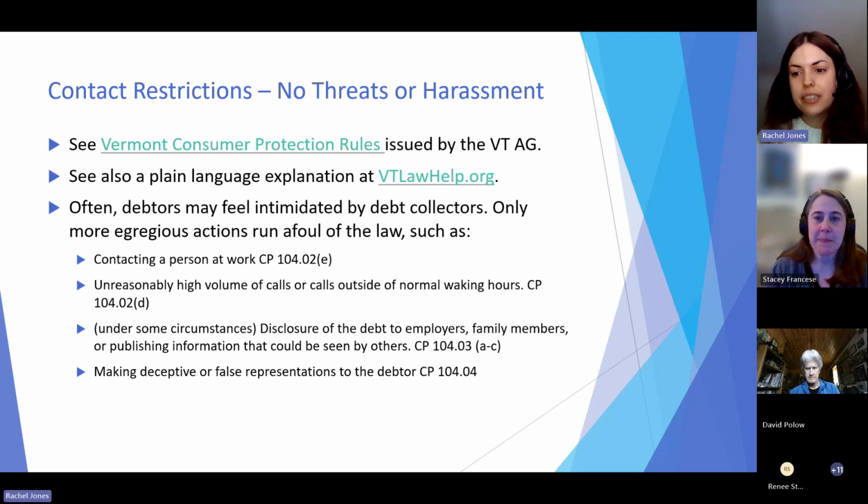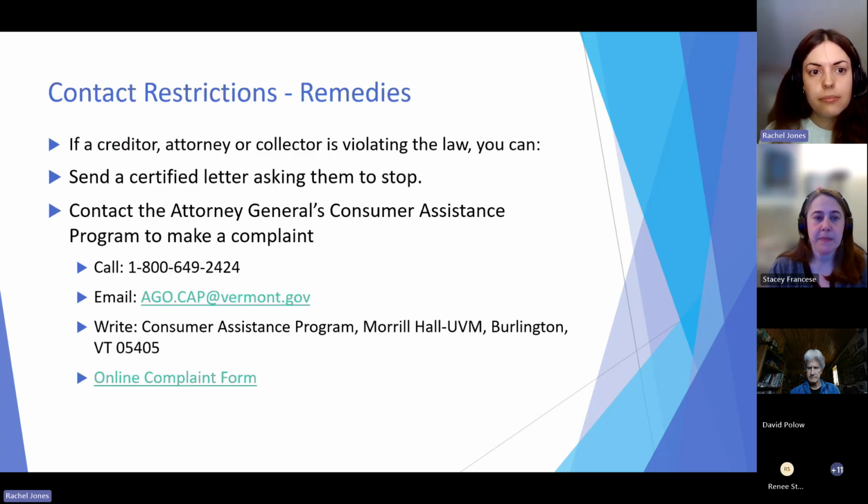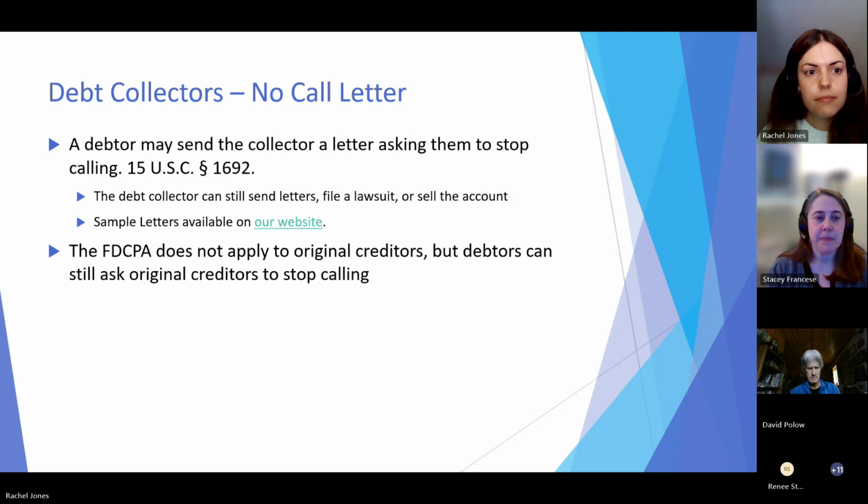Which does cover different methods of harassment, like calling at odd hours of the day, or contacting a person with the purpose of just harassing or causing difficulties. Yep, and that was just what we went over, the do not call letter that somebody can send to a third party collector asking them to stop.